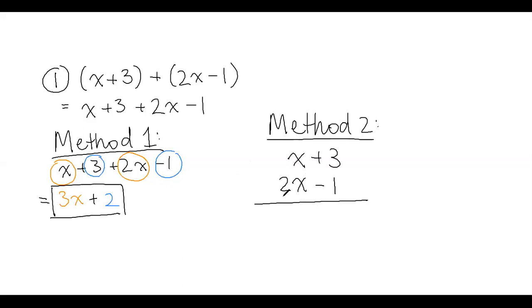So now I can just add them together vertically. x plus 2x. It's going to give me 3x. 3 minus 1. That's going to be 2. Okay. So far, so good.